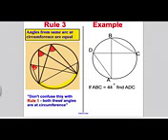Now don't confuse this with rule 1. All the angles that I'm talking about here are at the circumference. In rule 1, we said angle at centre, double angle at edge. Here, angles at the edge are all the same, as long as they're from the same arc.